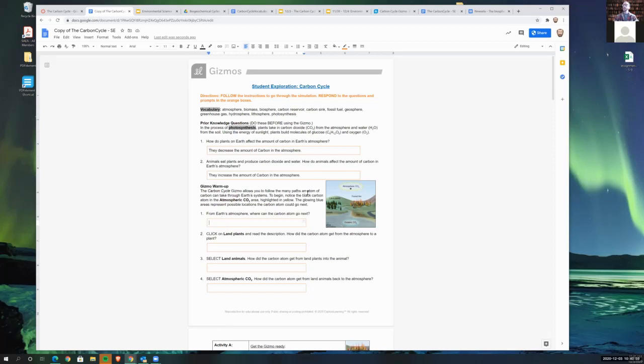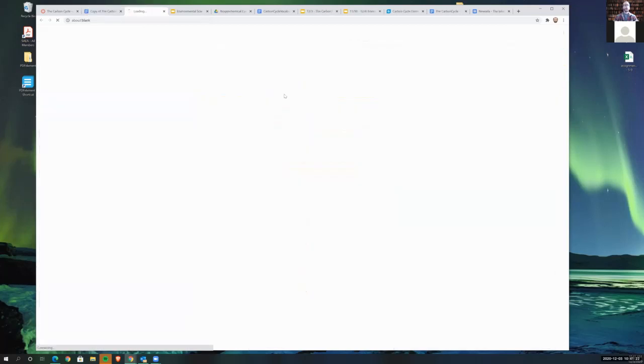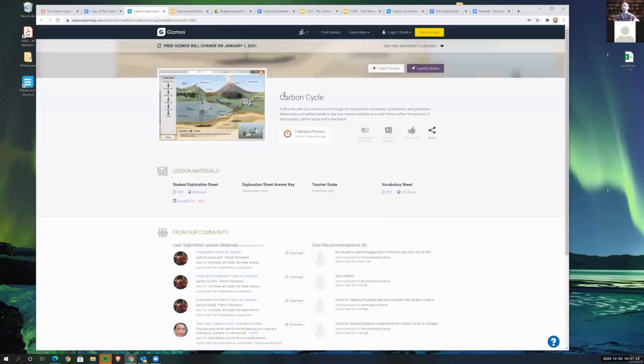So the carbon cycle Gizmo allows you to follow the many paths an atom of carbon can take through Earth's systems. To begin, notice the black carbon atom in the atmospheric CO2 area, highlighted in yellow. The glowing blue areas represent possible locations the carbon atom could go next. So let's get to our Gizmo. And you may need to log in at this point.